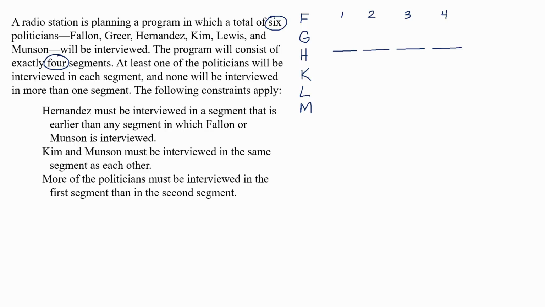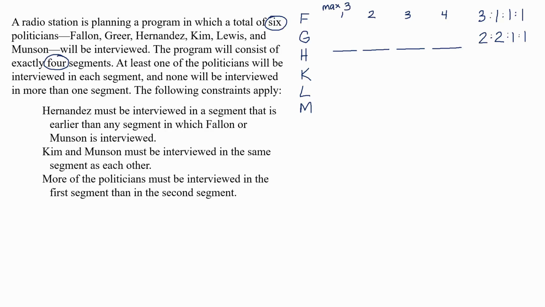Well, either one segment gets 3 politicians and the rest of the segments get 1 politician each, or 2 segments get 2 politicians each, and then 2 segments get 1 politician each. So we're looking at 3, 1, 1, and 1 in some kind of order, or 2, 2, 1, and 1. And again, we wouldn't know the order. So now we know that the maximum number of politicians interviewed in any given segment has to be 3, and we can mark that if we're worried that we'll forget.